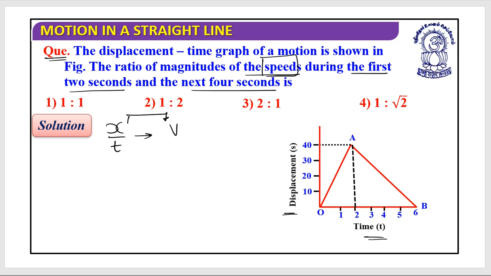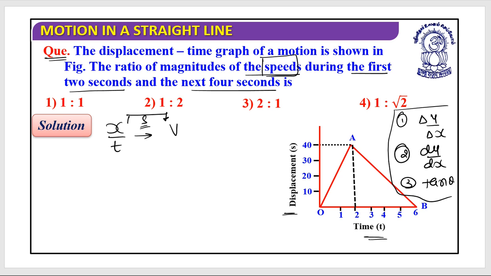You will move upward or forward. Would it be a slope or an area? Yes, you need to find out the slope. So let's check it out. What are the options to find the slope? The first option would be delta y by delta x. The second option would be dy by dx. And the third option would be tan theta. All this has to be done in the back of your mind. So which option best suits this situation?